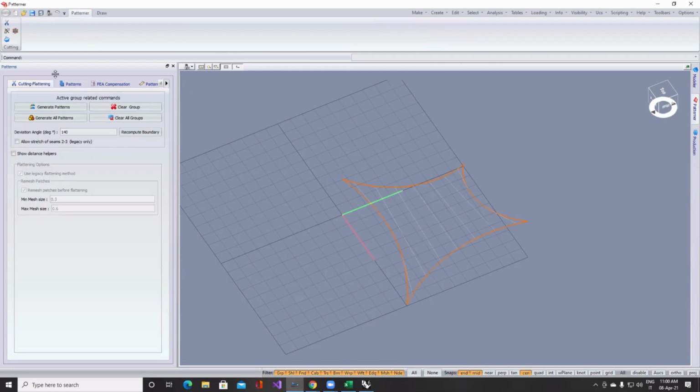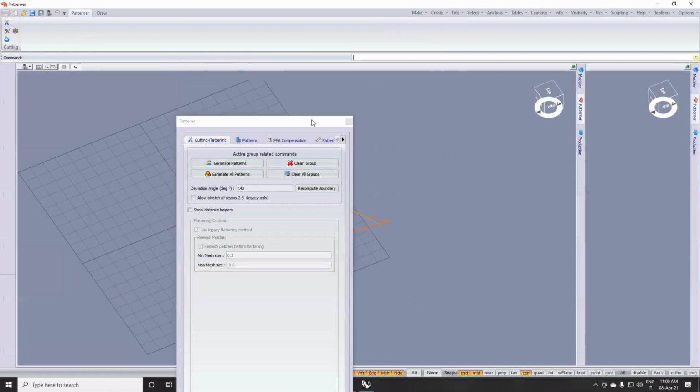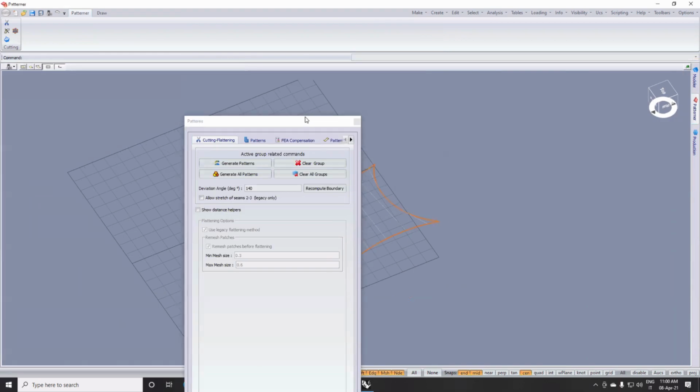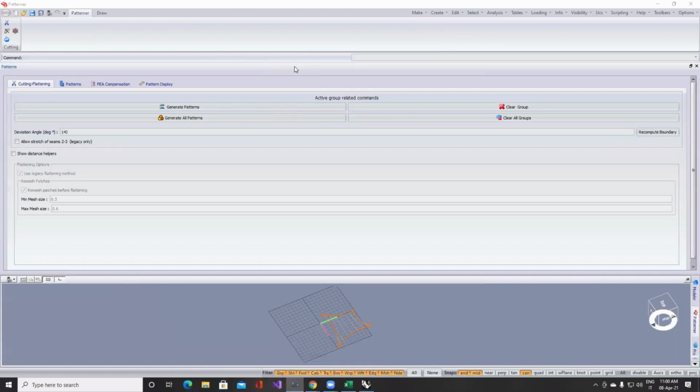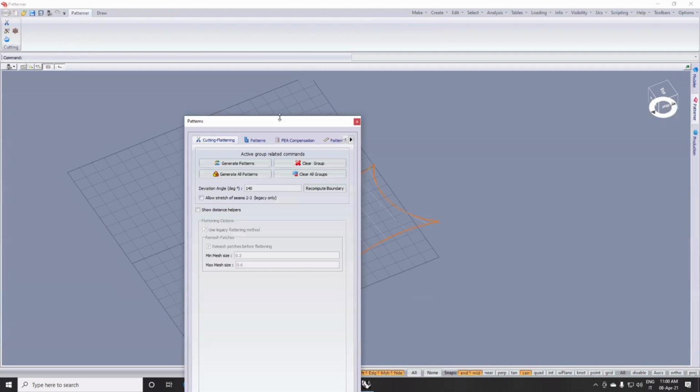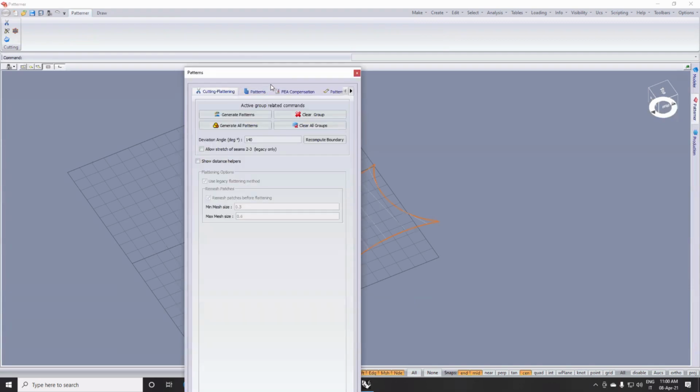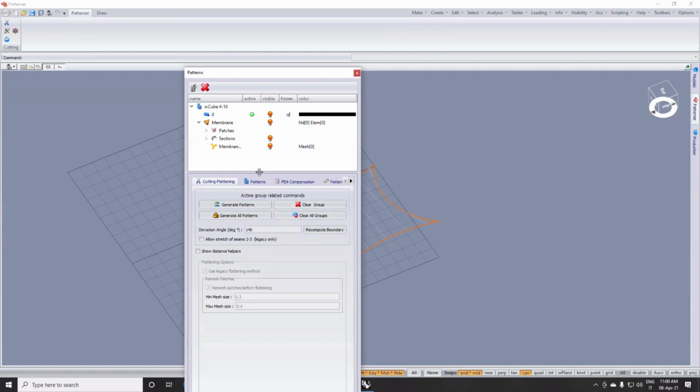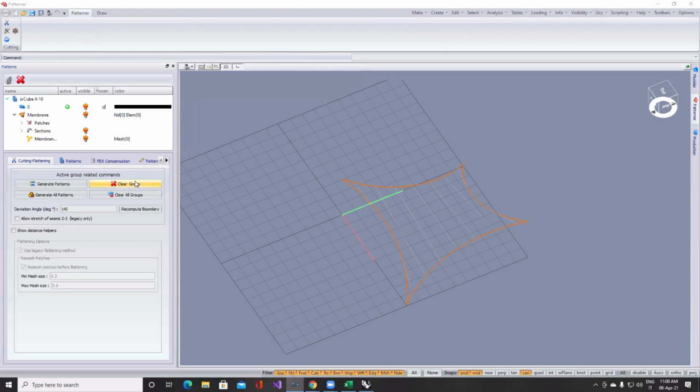Come on. I lost my browser here. Oh, here it is. Yeah. Let's reset this one.